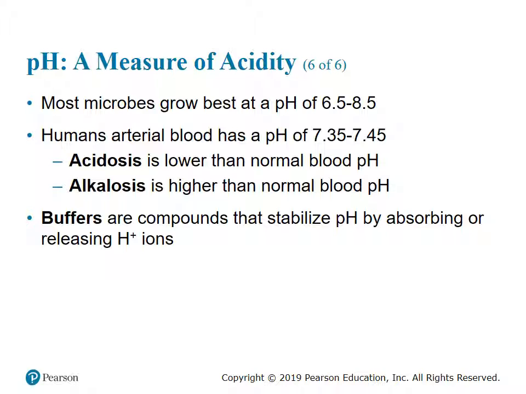Okay, so that was a little bit of basic chemistry, but let's go into this, right? So this is more indicative of what we're discussing, right? Microbes, right? Usually, microbes grow best at 6.5 to 8.5. That's its pH.